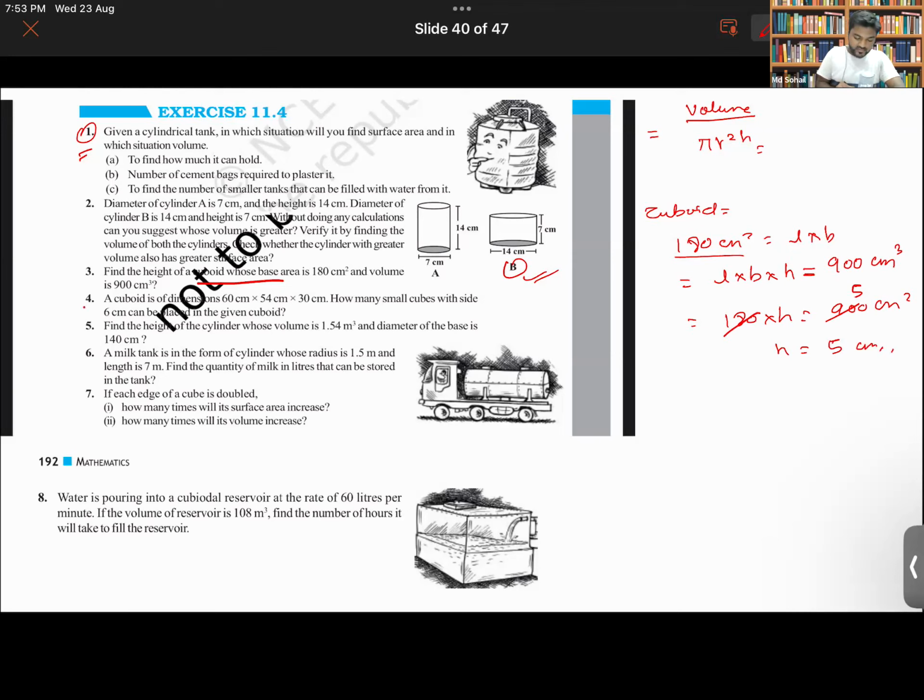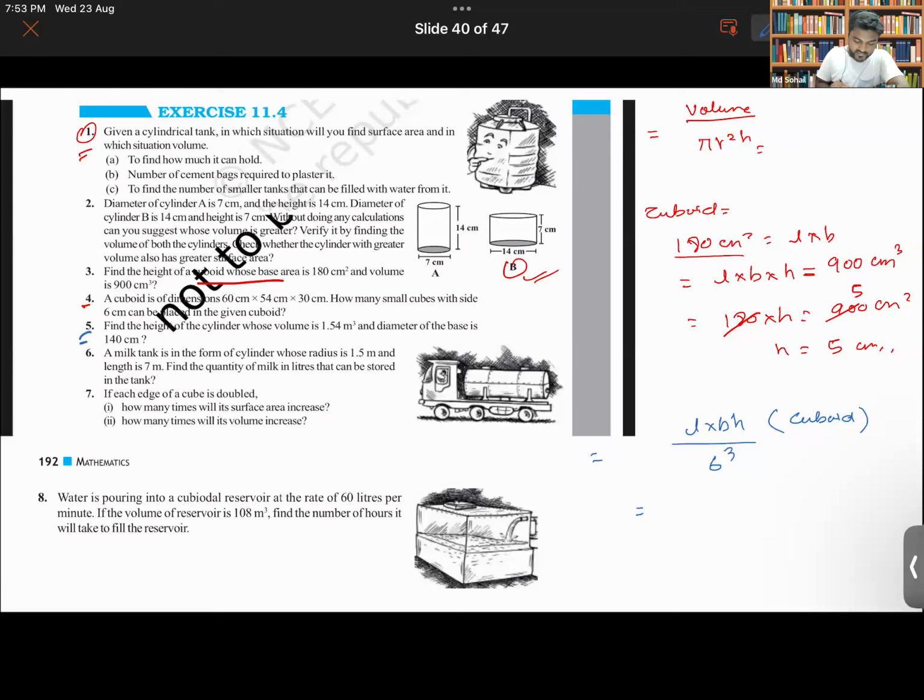Now moving on to the next question. Question number 4. Dimensions are given here. How many small cubes with side 6 centimeter can be placed in the given cuboid? You will find the volume of the cuboid first, which will be LBH, then you will find the volume of the cube, that will be 6 cube. Then you have to divide, which gives you the number of total cubes that can be fitted into this cuboid. Getting it now? Shall we move on?